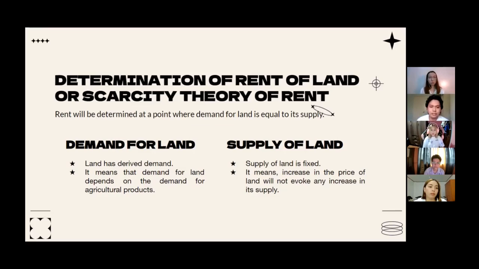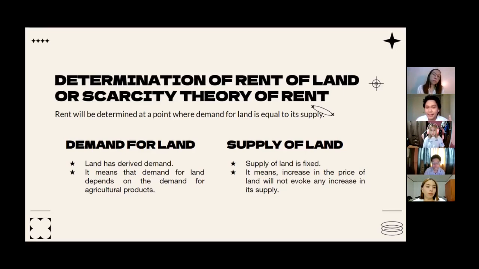Demand for land: land has derived demand, of course, we know that. It means that the demand for land depends on the demand for, let's say, agricultural products. If the demand for food, grains, or vegetables increases, the demand for land will also increase, and vice versa. Moreover, the demand for land is influenced by its marginal productivity. This means as more and more land is used, its marginal productivity goes on diminishing.